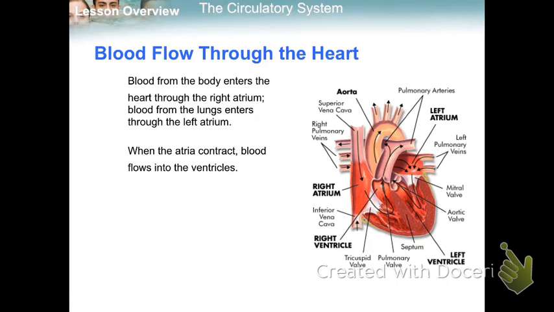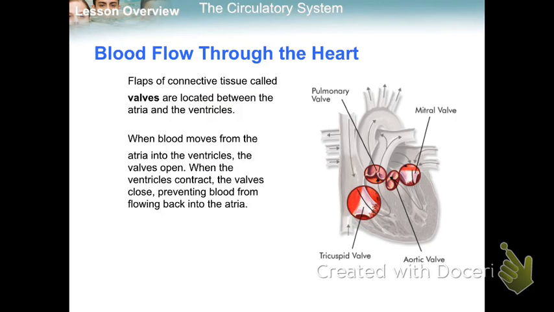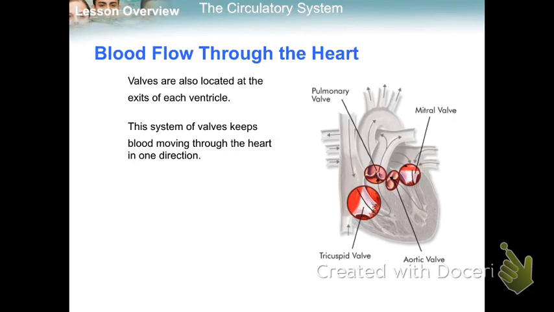Blood from the body enters the heart through the right atrium, from the lungs through the left atrium. When the atria contract, blood flows into the ventricles. There are valves that are located between the atria and the ventricles to make sure that blood keeps moving in one direction. There are valves also located at the exits of each ventricle, again to make sure that the blood stays in the blood vessels and moving through the blood vessels instead of back into the heart.